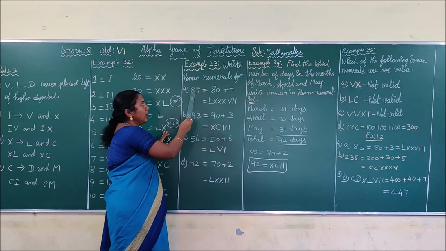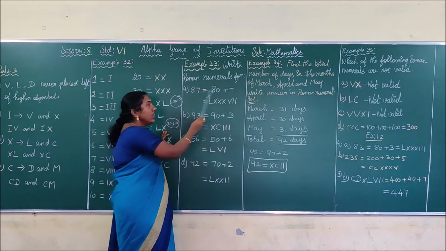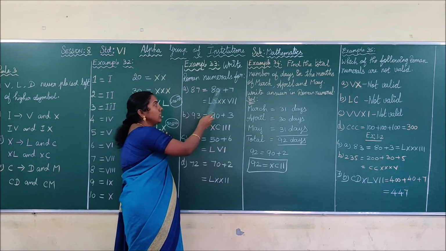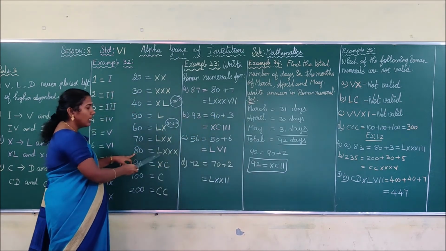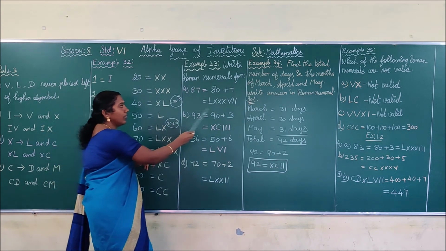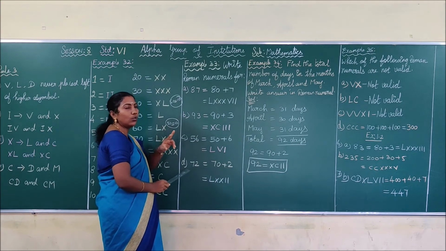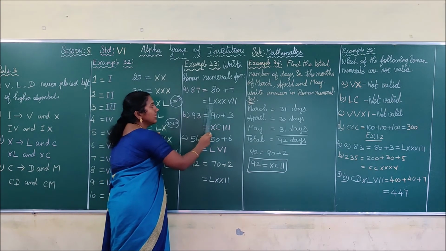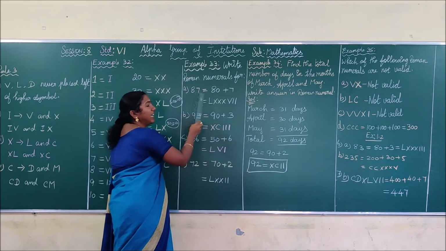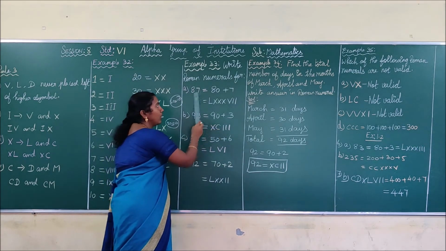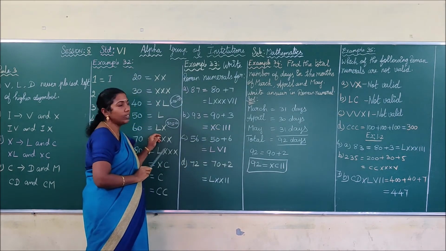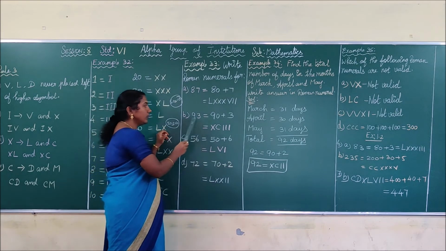Okay. Thus I have written 87 as 80 plus 7. What is the symbol for 80? Here we have LXXX. So here I have written LXXX. What is the symbol for 7? Yes, V along with 2 I's. That is VII. Thus this is the Roman numeral for the number 87. Do you understand, children? See the next one.